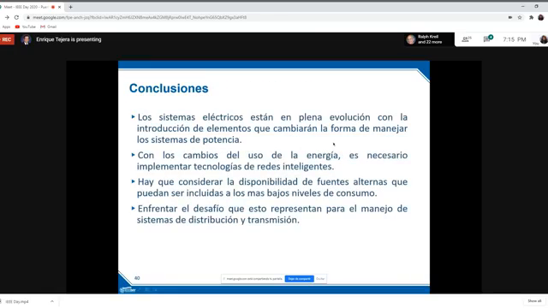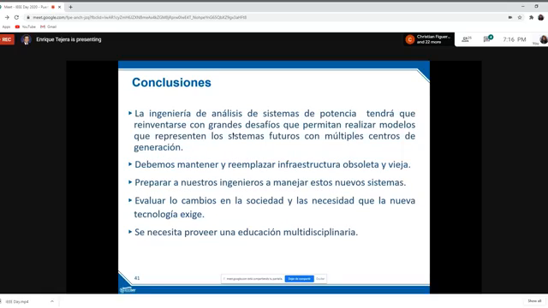Y bueno, como conclusiones, la manera como vamos a manejar el sistema va a cambiar con los cambios de energía. Es necesario implementar y tener los controles adecuados, la información disponible y el tiempo que se requiere. Vamos a tener la inclusión de nuevas fuentes, y esto va a ser desafíos para el manejo de la transmisión y la distribución del sistema.